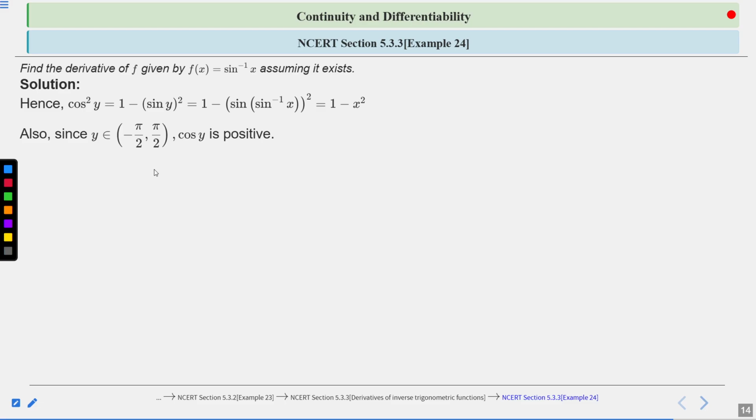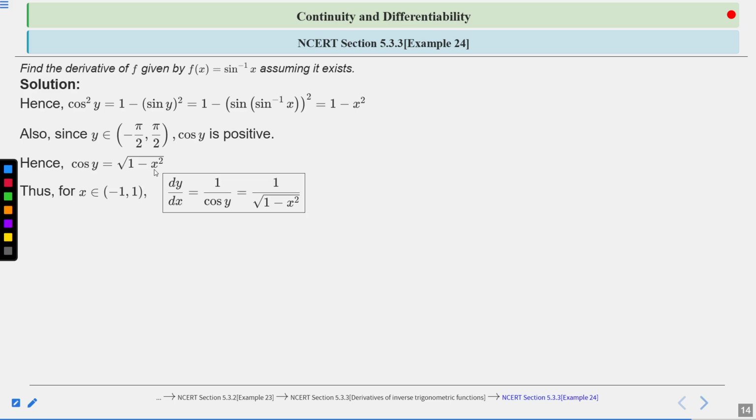Also, since y belongs to minus pi by 2 to pi by 2, cos y is positive, right? Hence, cos y will be equal to root over 1 minus x square.